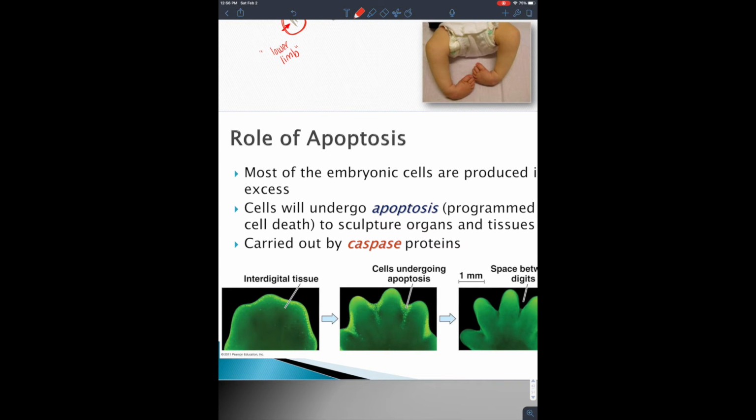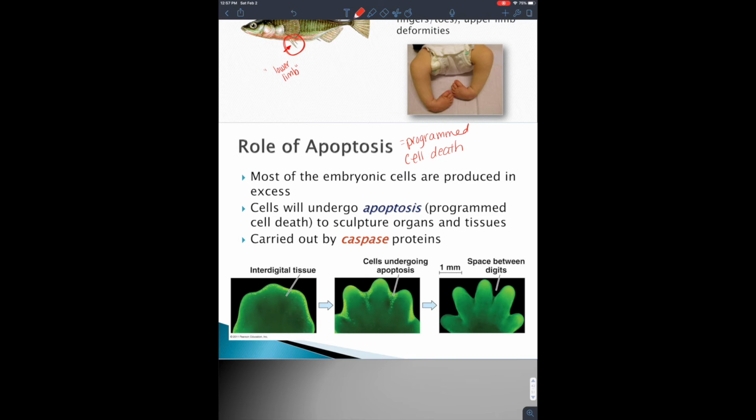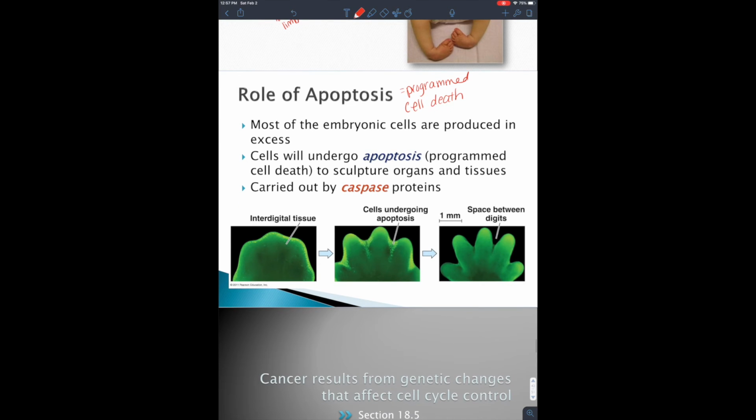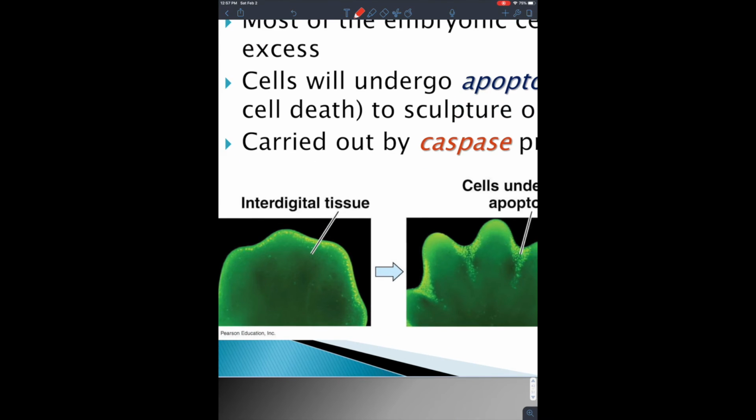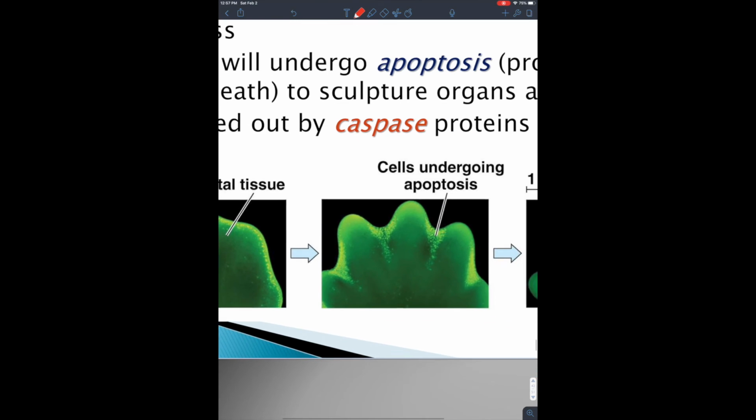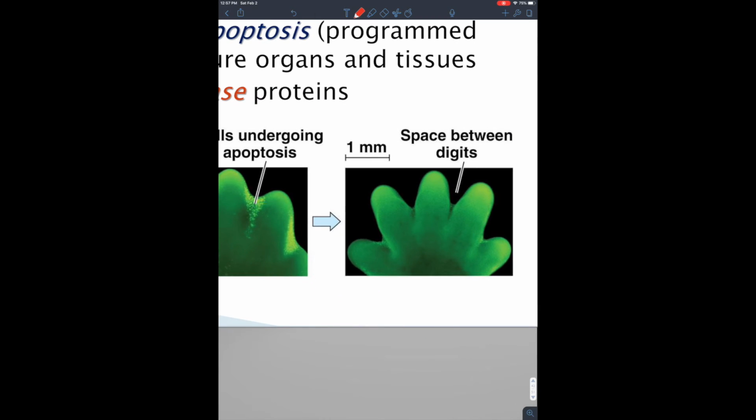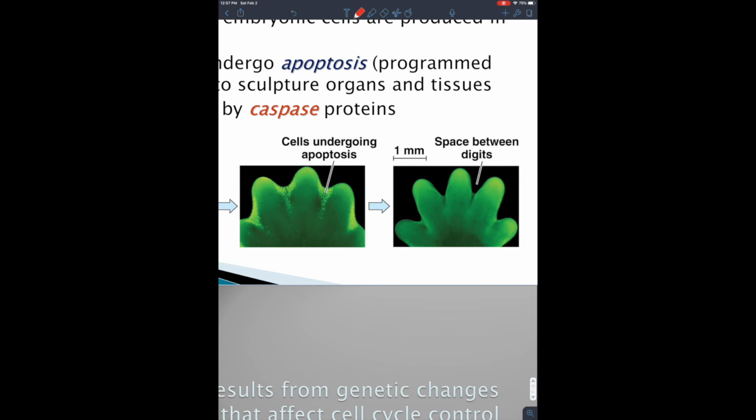Apoptosis plays a role in organism development. Remember, apoptosis is everyone's favorite word because it's programmed cell death, or programmed cell suicide. Most embryonic cells are produced in excess, so we produce more than we need. Cells go through apoptosis to sculpt some of those organs and tissues. This is carried out by caspase proteins. If we take a look at this little foot, we've got too many cells, so some cell death is going to occur. We're going to start to form space between those digits, so we killed off those excess cells that were not needed.